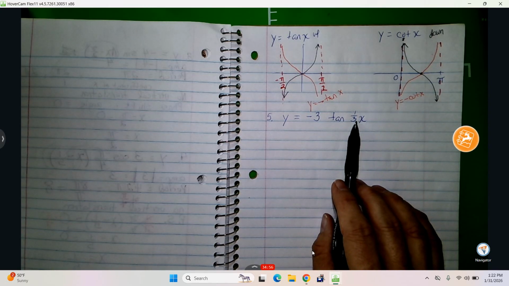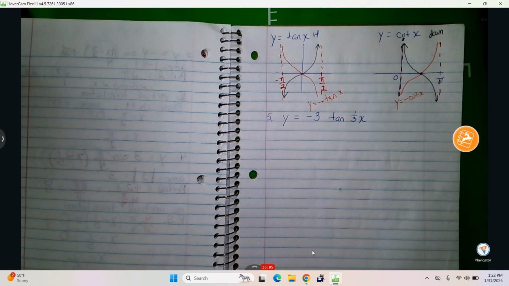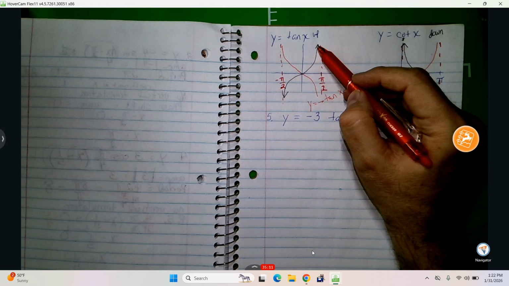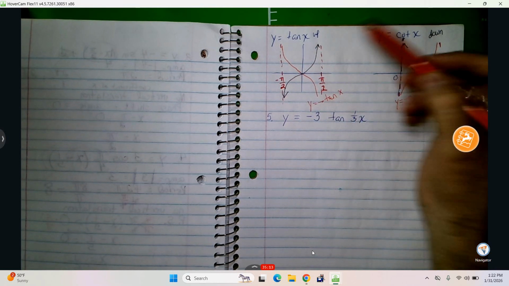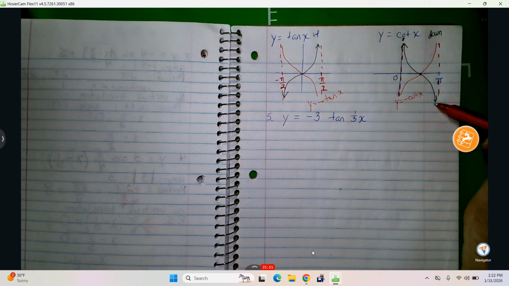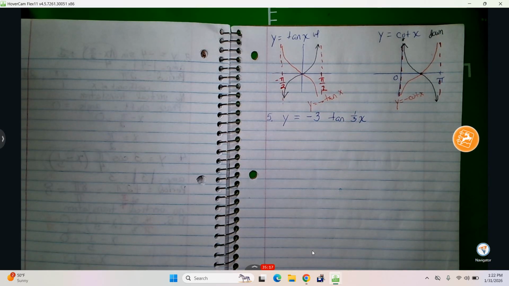We talk about amplitude only for sine and cosine. Amplitude is the furthest distance the graph gets from the x-axis. See, these things keep going and going. So if we're going to put something, we'd say, I guess we could say the amplitude is what, infinity? No, we just say there's no amplitude.